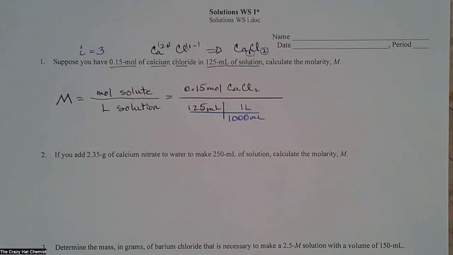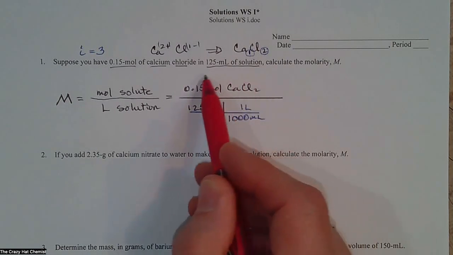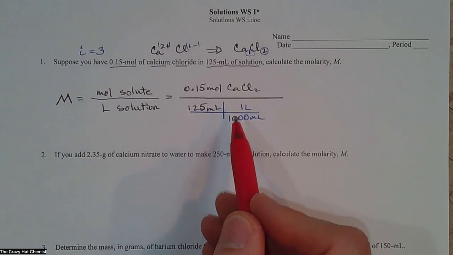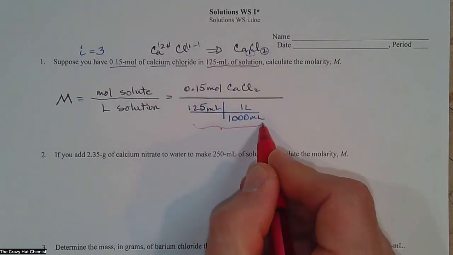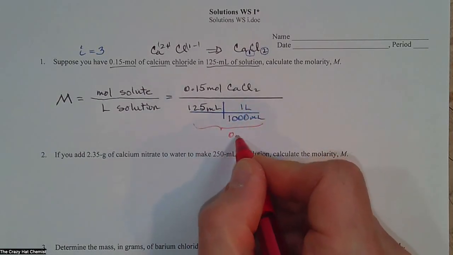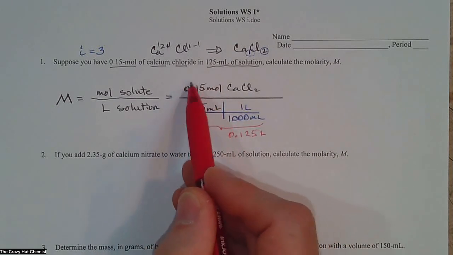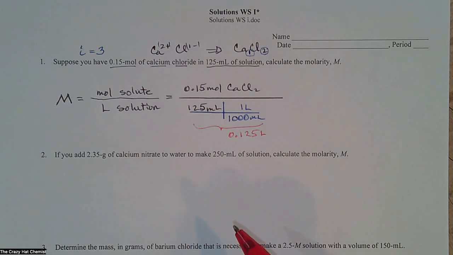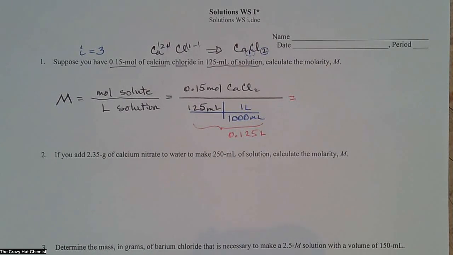All right. So now what you're going to do is you're going to plug into your calculator the following: 0.15 divided by 125 divided by 1,000. So depending on your calculator, you could do this individually by itself. This right here in the denominator term is going to be 0.125 liters. So you could say 0.15 divided by 0.125. That would work too. Okay, and then you're going to get a numeric value in your calculator, and then you're going to have to round this.